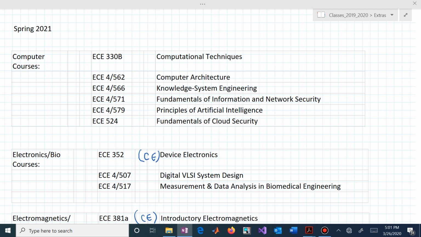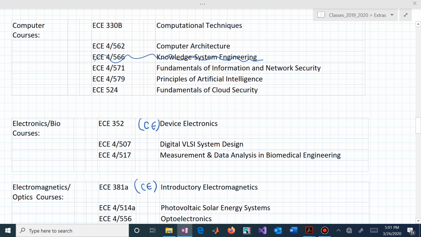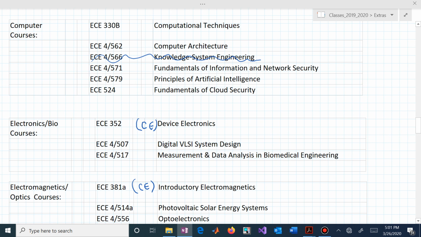Oh, I want to do some optimization. They actually cover some optimization strategies and two-dimensional and three-dimensional graphing in ECE 330B. If you liked 369A, then you might want to take the next class, which is Computer Architecture 462. I'm not so sure that this class will be offered in the spring, but that's sort of Artificial Intelligence 2.